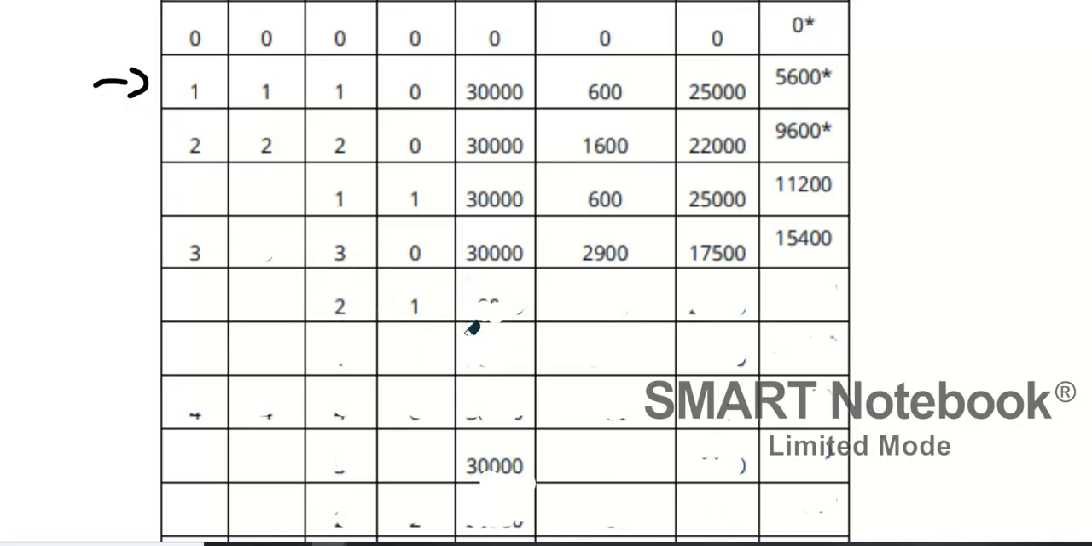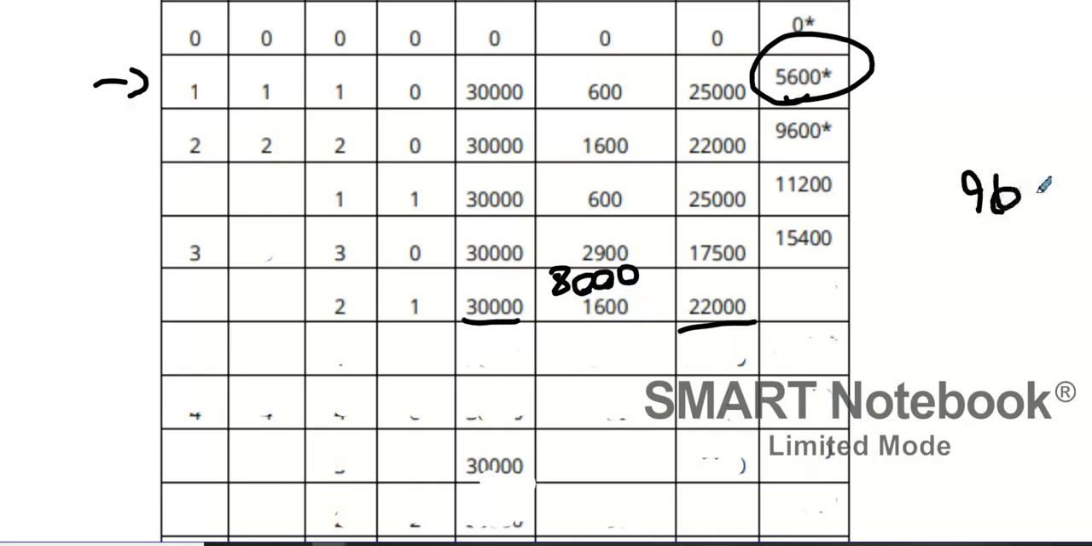Next one. 2 and 1. That means 1 year remaining, doesn't it? Which means we're going to use that 5,600 in a minute. You bought it for 30 grand. You had 2 years of maintenance, which is 1,600. You sold it after 2 years, which is 22,000. Now, 30,000 take away 22,000 is 8,000. 8,000 plus the 1,600 is 9,600. Plus the 5,600, and what do we get?